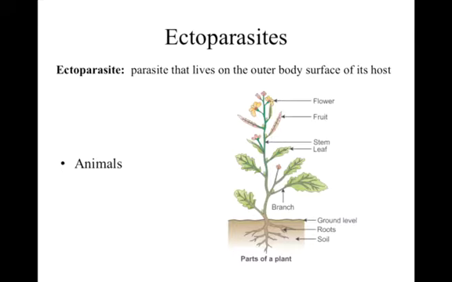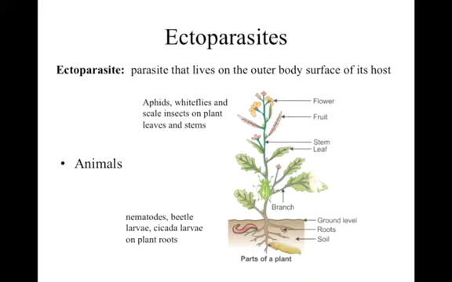Animals can also be ectoparasites. So if I think about a plant, it tends to be lived on by things like aphids and whiteflies and scale insects. We talked about these in the last class, or at least scale insects. These are insects that live on the plant. They tend to live on one plant their entire life, and they basically suck plant juices out. And so these are ectoparasites. They're on the outside and they're living on the plant.